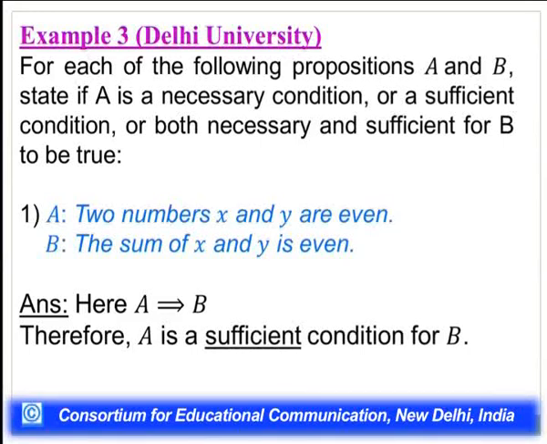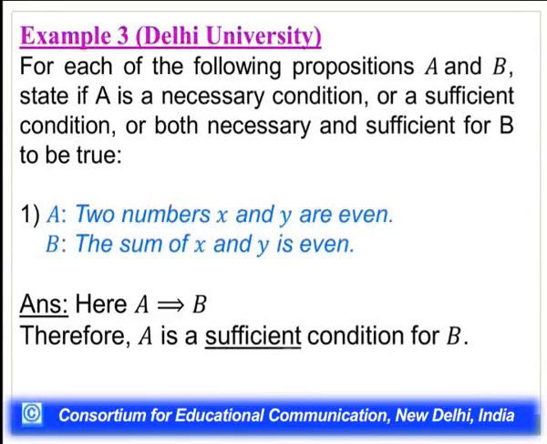Basically, you have to remember that if the implication goes from left to right, from A to B, then A will be a sufficient condition. If B implies A, then A would be a necessary condition. And if A is equivalent to B, it will be both necessary and sufficient.